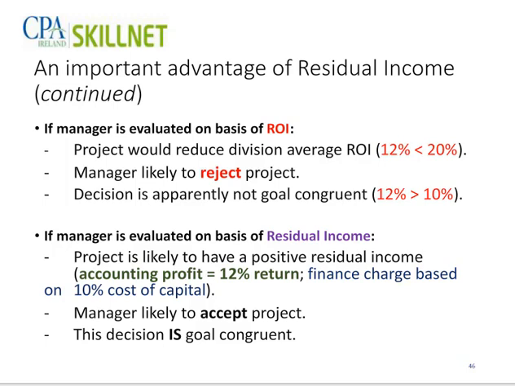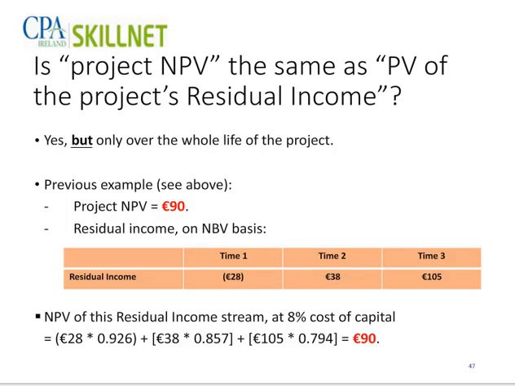That problem doesn't arise if the manager is evaluated on the basis of residual income. The project is likely to have a positive residual income effect, because the accounting profit shows a 12% return, and the finance charge, of course, is always based on the cost of capital, which in this case is only 10%. So it's likely that the residual income effect would be positive. So the manager would be likely to accept the project, and that decision would, of course, be in the best interest of shareholders.